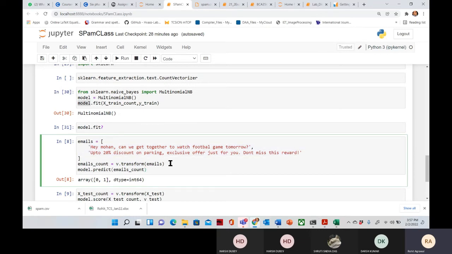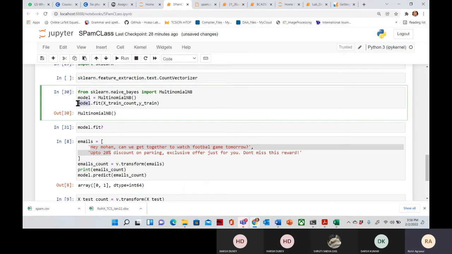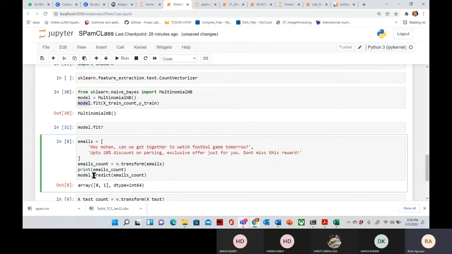I can show you this here as well. Just a minute, I will try to print this email count, and you can see. After transforming our data into the matrix of token counts, we will use this model, and we will use the predict method under this model, and we will just pass this data here.